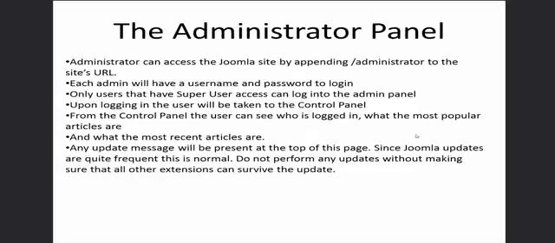The administrator can access the Joomla site by appending /administrator to the site's URL. Each administrator will have a username and password to log in. Only users that have super user access can log into the admin panel, unless of course you've created a special access level for yourself. Upon logging in, the user will be taken to the control panel. From the control panel, the user can see who is logged in, what the most popular articles are, and what the most recent articles are.